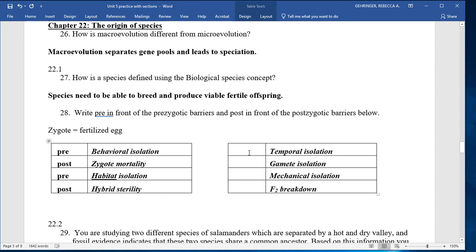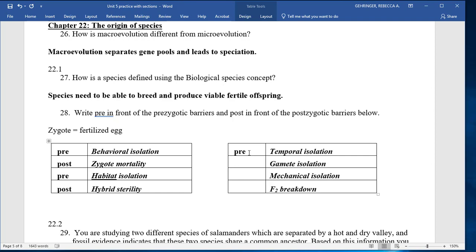Temporal isolation. Temporal is time, right? So this means different species are not reproductively active at the same time. It could be times of day, or it could be times of the year. Either way, if they're not reproductively active at the same time, they're not going to mate, so they're not going to form a zygote. So that would be a prezygotic isolating mechanism.